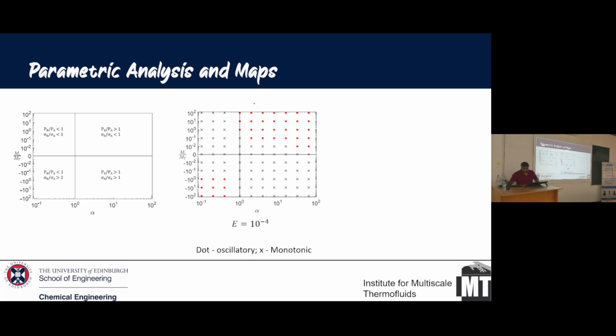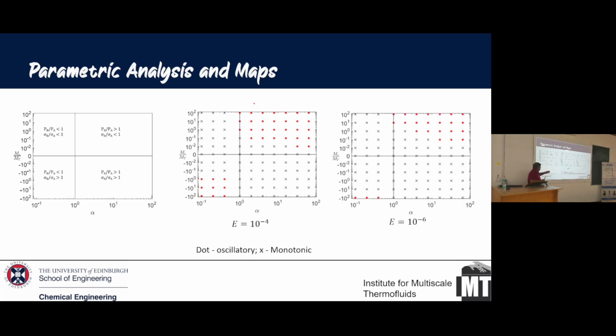Okay, so this is a different evaporation. This is at higher evaporation rates, and this is at a lower evaporation rate. But you can see largely that as you increase evaporation, you get more oscillatory instabilities in these quadrants than the others.